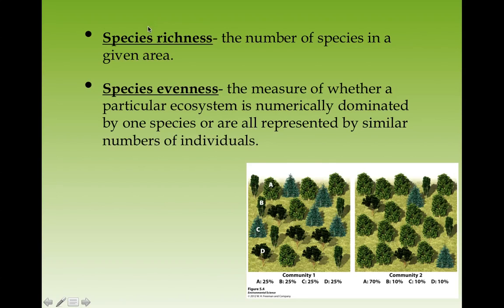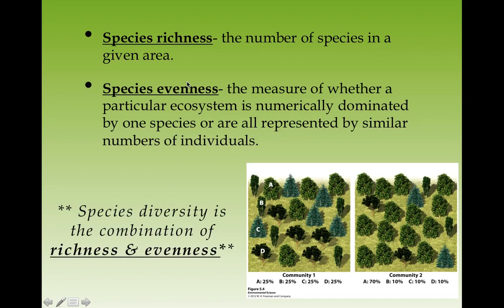Okay, when you combine these 2 parameters, the richness and the evenness, this is what is regarded as species diversity. So although these 2 communities have the same number of species, the same species richness, they have a different level of diversity because they have different evenness. Which do you think might be the most diverse? Well, we'll talk about it in class.